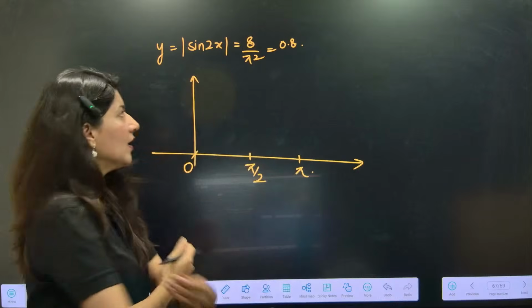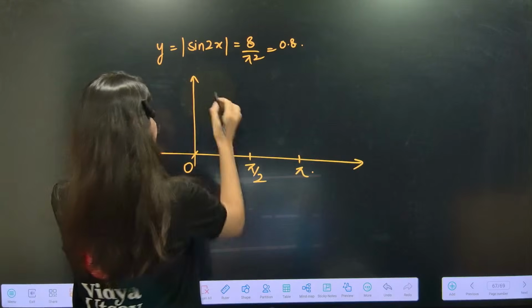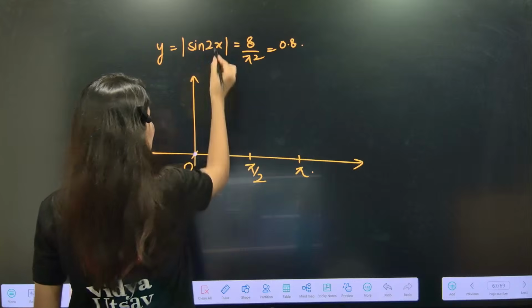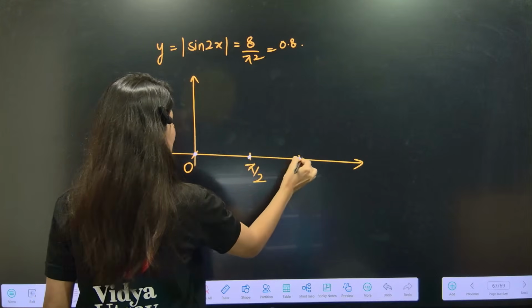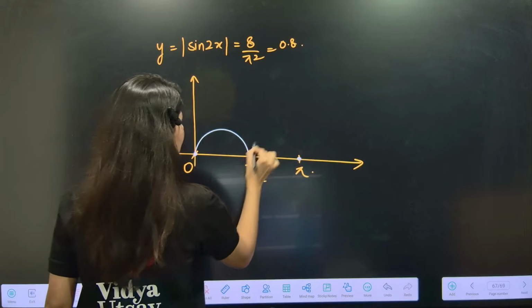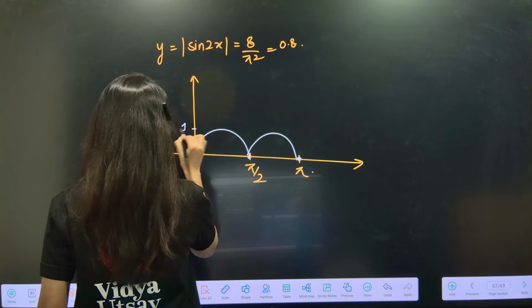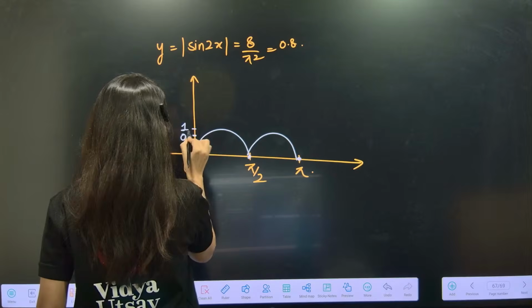Correct? Let's draw. Now tell me, if x is 0, you are going to get 0. If x is pi by 2, you are going to get 0. If x is pi, again 0. So can you see that this is how the graph will look like? This is your 1, and this will be approximately 0.8.